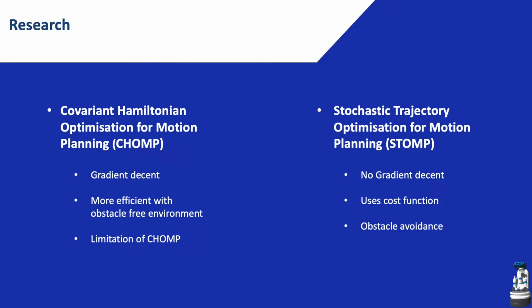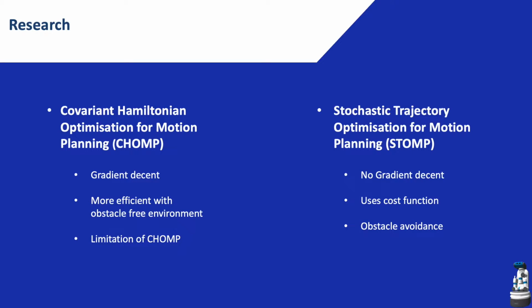Most of the research was done in Part A of this project to explore the planning algorithm alternatives that can be implemented in the Fetch robot. And it was decided to implement the following two algorithms. The first one is Covariant Hamiltonian Optimization for Motion Planning, or CHOMP, which is a planning optimization algorithm that is able to generate a trajectory in multi-dimensional space using a functional gradient technique known as the gradient descent.